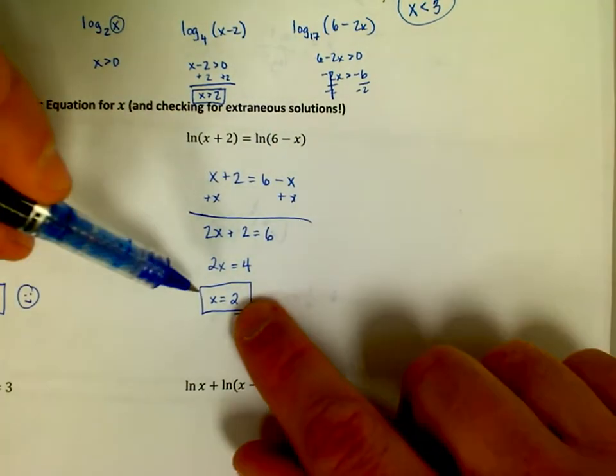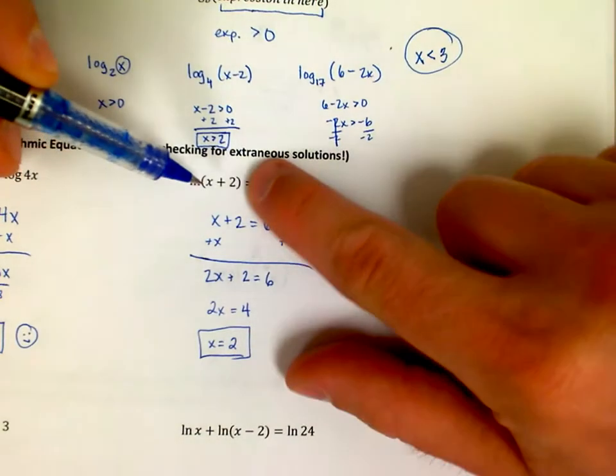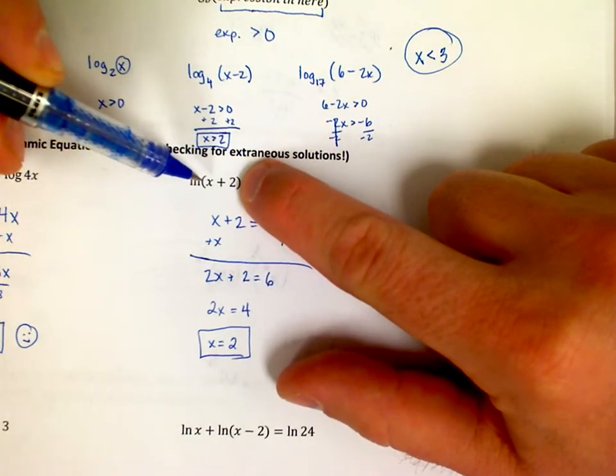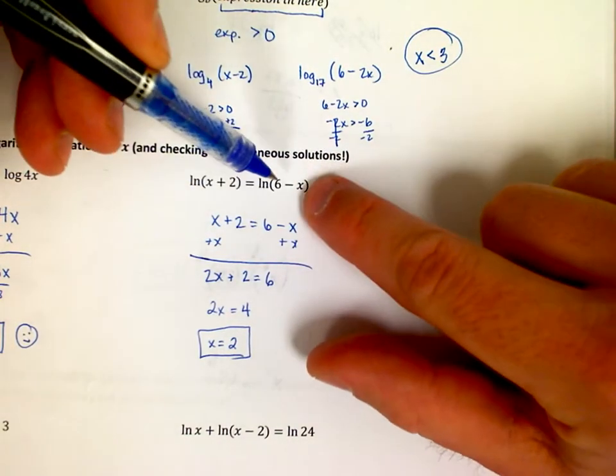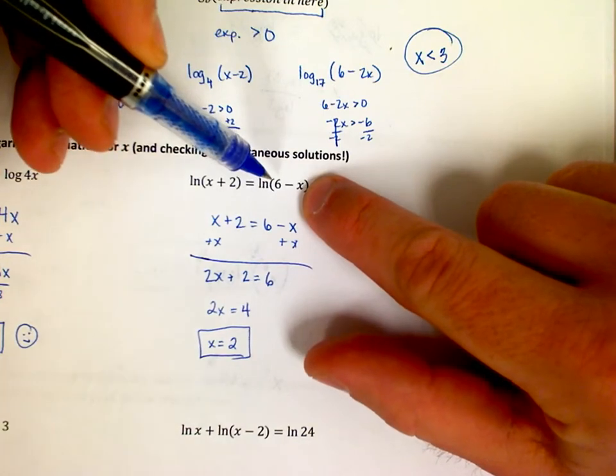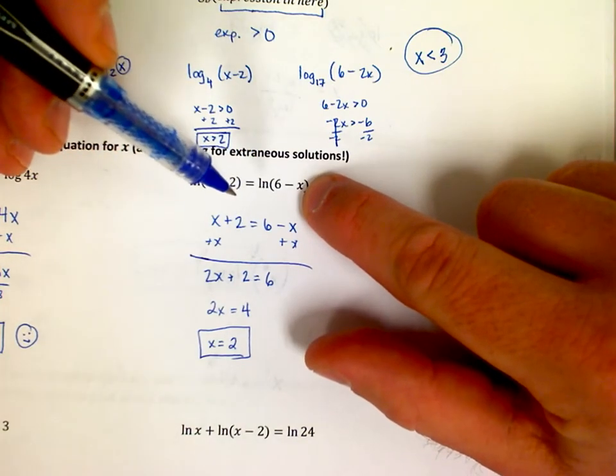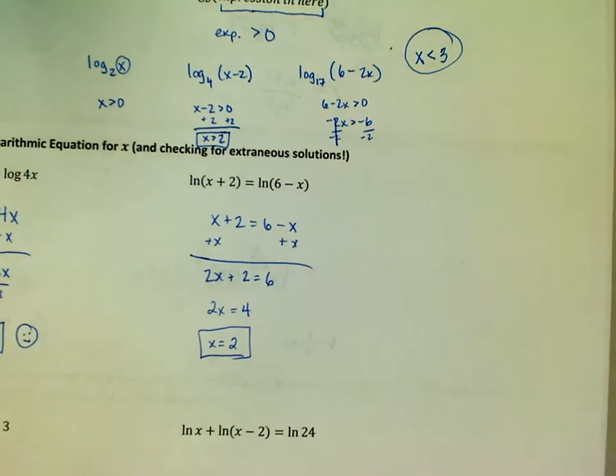So let's go through and check it. Do we get positive values for everything? 2 plus 2 is 4. That means I got natural log of 4. Cool there. 6 minus 2 is 4, so that's natural log of 4 on the right-hand side. So we're good. The answer is 2.